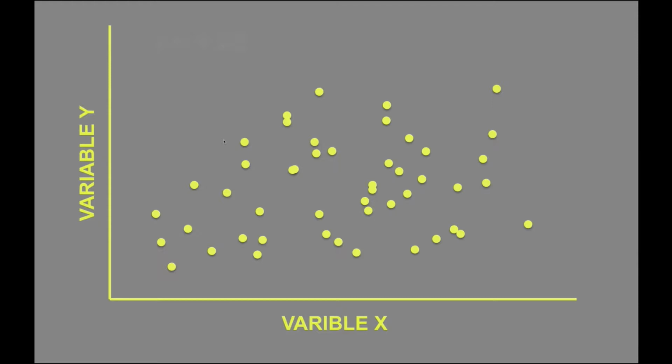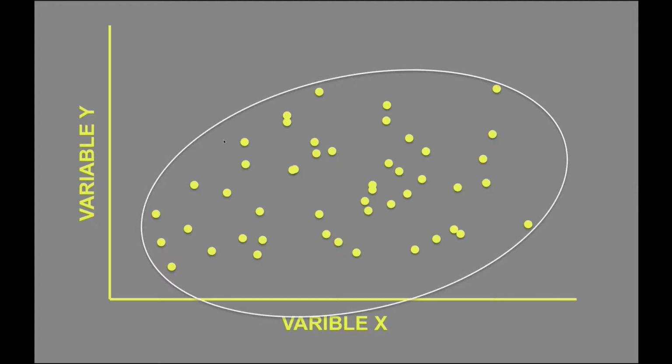Let's try one more example here. How would you describe the direction and strength of this relationship? When we draw the envelope, we see that the relationship is slightly positive, but not as strong as some of the other examples we observed. In this case, the correlation coefficient r would be +0.30.